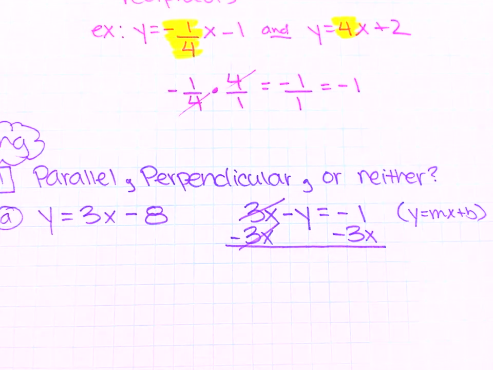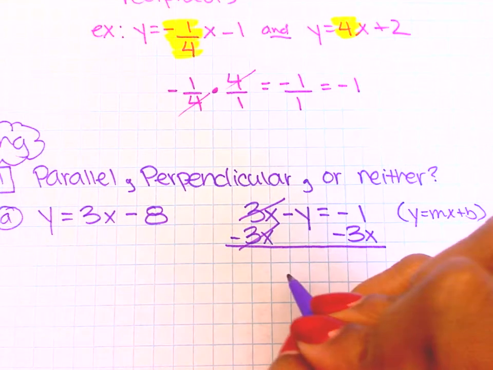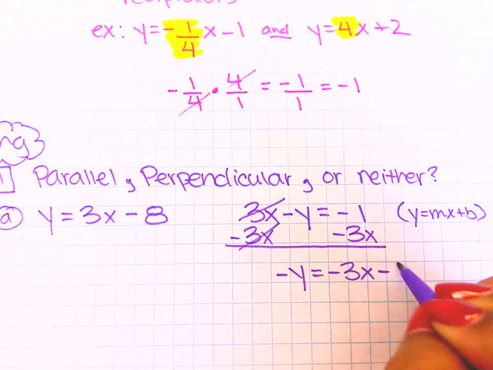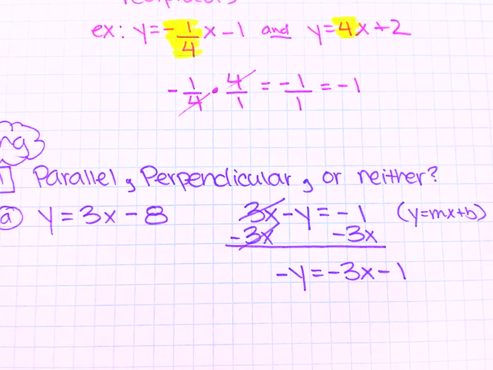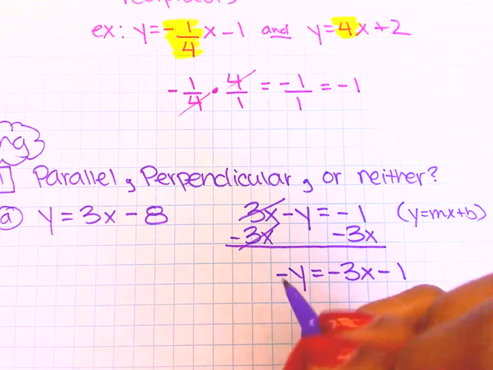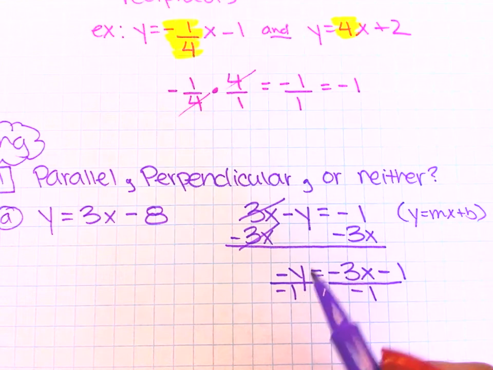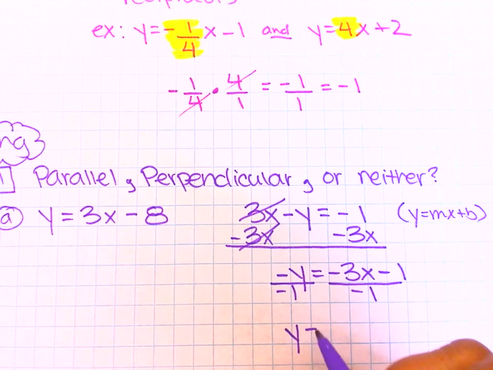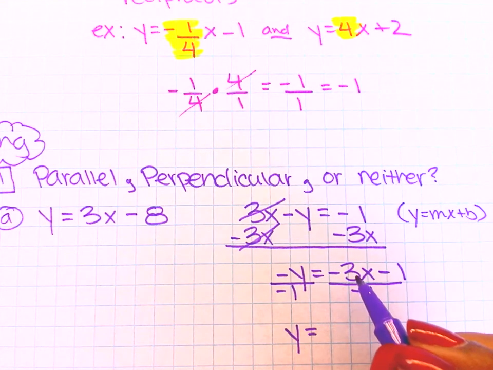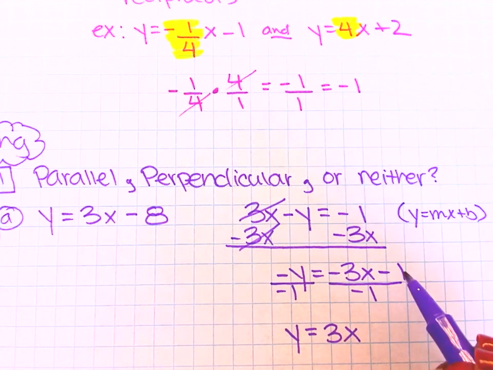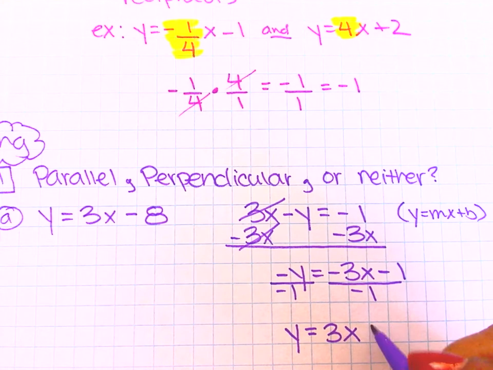Positive 3x and negative 3x cancel each other out. So I'm left with -y equals -3x minus 1. Well, I can't leave y as a negative y, so I have to divide by -1 on both sides to get rid of that negative sign. So now I'm left with y equals -3 divided by -1 is a positive 3x. -1 divided by -1 is a positive 1.